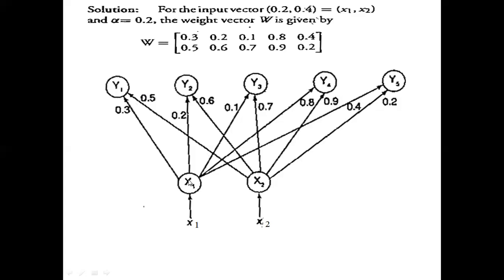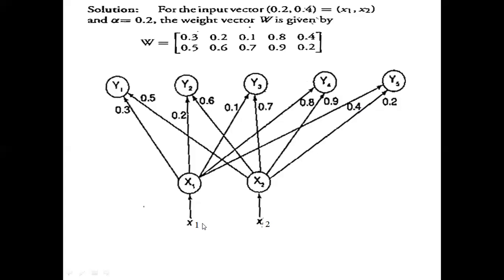So first we join x1 and y1, that is given 0.3. In the next line, x1 and y2 is 0.2. Then x1, y3 is 0.1. Then x1, y4 is 0.8. And x1, y5 is 0.4. Again, for x2, x2 and y1 is 0.5. x2, y2 is 0.6. Then x2, y3 is 0.7. Then x2, y4 is 0.9. And x2, y5 is 0.2. So here you are considering x1 and x2 as two different inputs.